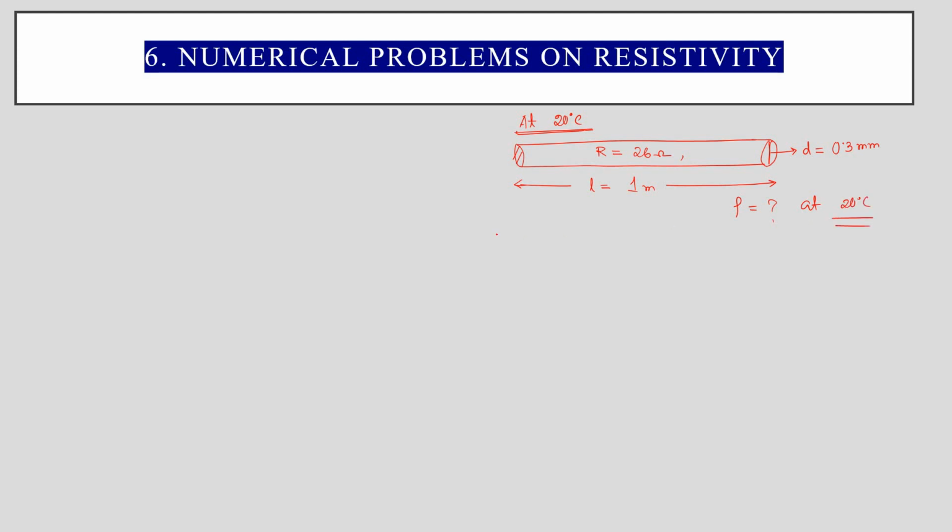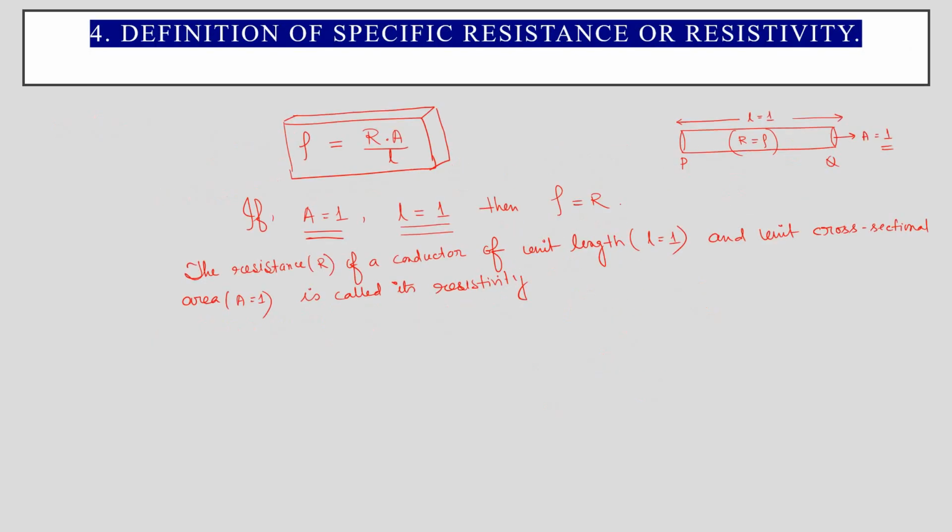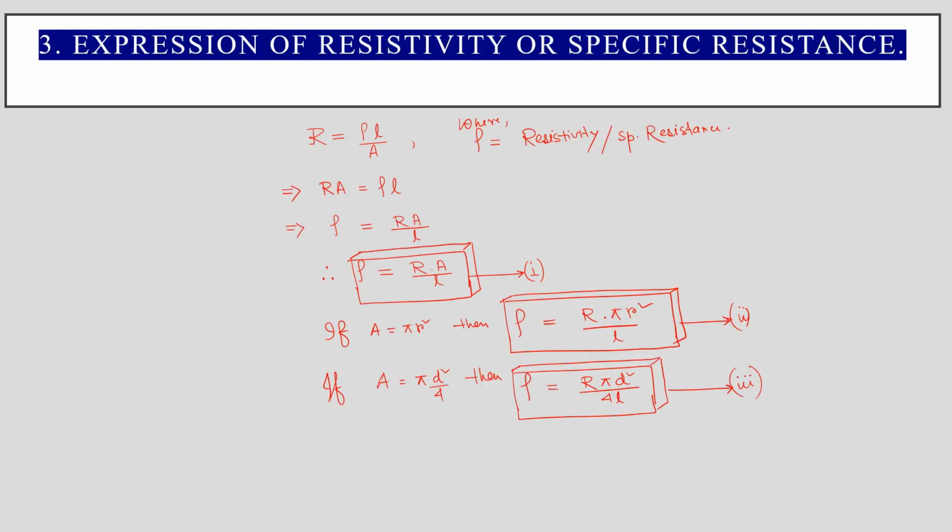Temperature is constant, so it's quite simple. We are using the formula where diameter is given. Let's see the previous formula where diameter is included. This is equation number 3, where diameter is given. The formula is rho equals r pi d square divided by 4l. D is given, pi is 3.14, so all these things are given. Let's start our calculation.